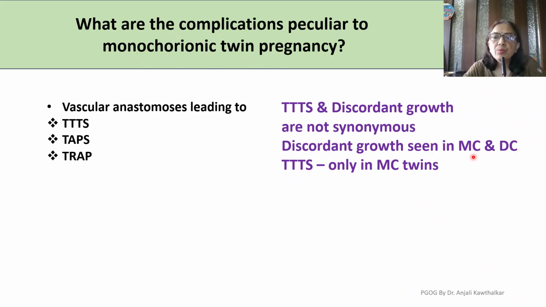Discordant growth is seen with monochorionic as well as dichorionic pregnancy, whereas TTTS, twin to twin transfusion syndrome, is specially seen with monochorionic twins. That is how you can remember that every discordant growth is not because of TTTS. TTTS might lead to discordancy, but there are other factors also which might lead to discordancy in the growth, and that is why these two terminologies are separate. We'll see later on how it differs.